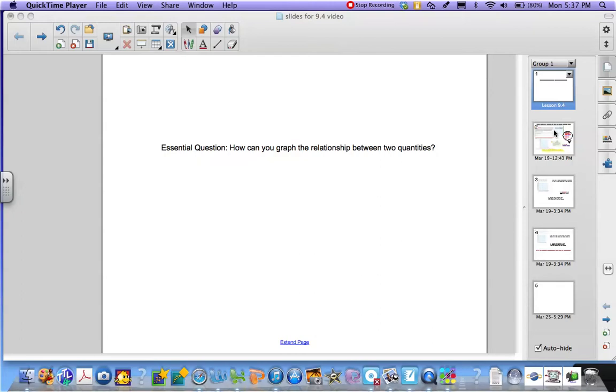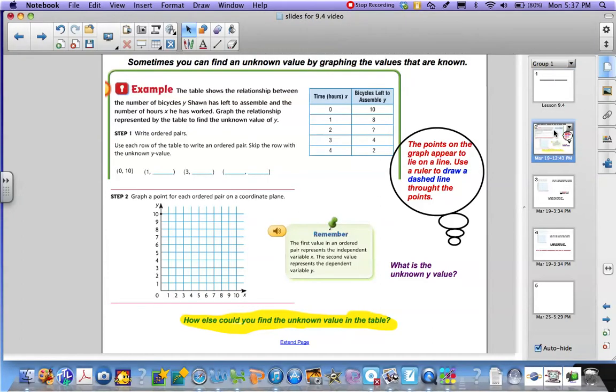The relationship between quantities. Sometimes you can find an unknown value by graphing the values that are known. Let's take a look at our first problem here. We have a table that shows the relationship between the number of bicycles, y, that Sean has left to assemble, and the number of hours, x, he has worked. We're going to graph the relationship represented by the table and find the unknown value of y.